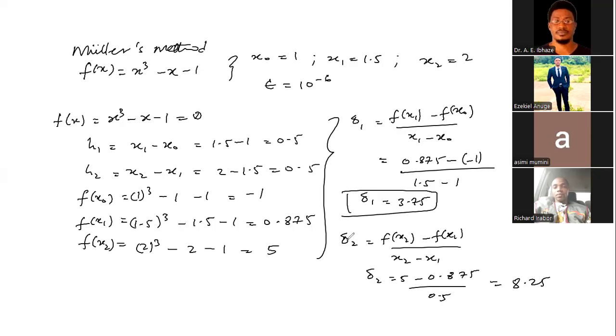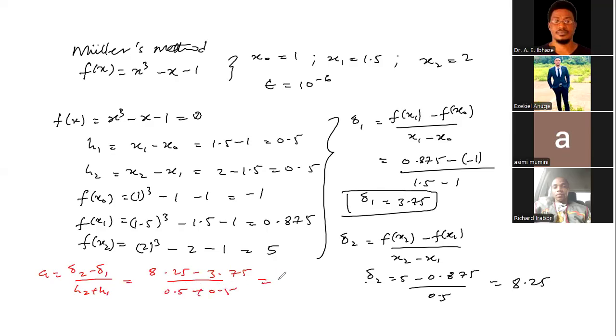Now that we have the values for delta 2 and delta 1, we can evaluate the coefficients A, B, C. We know that A is delta 2 minus delta 1 over H2 plus H1. So this would be 8.25 minus 3.75 divided by H2 plus H1, 0.5 plus 0.5.